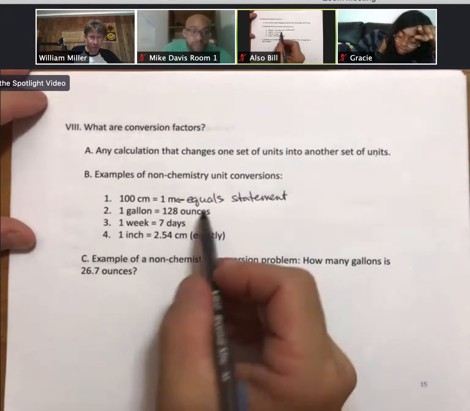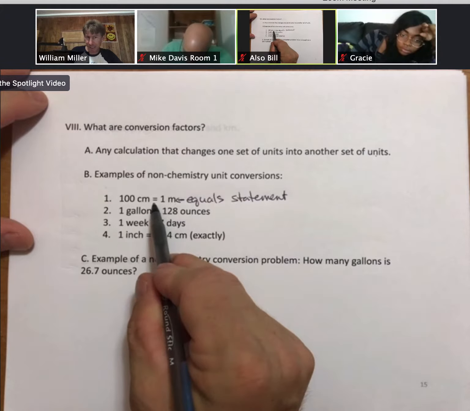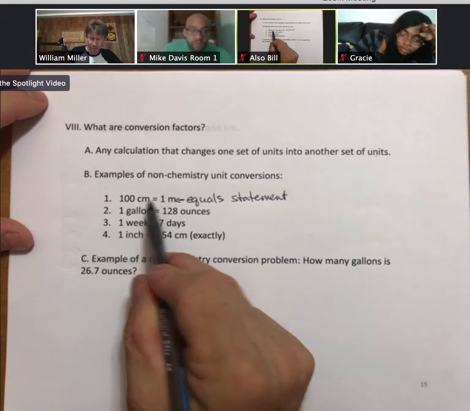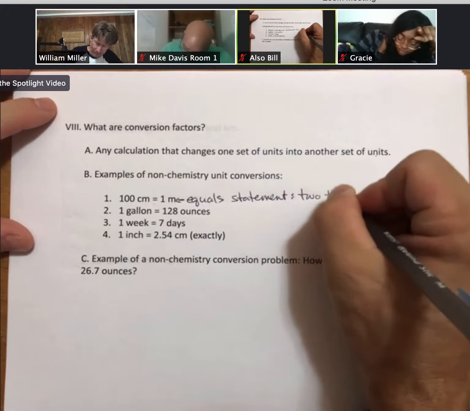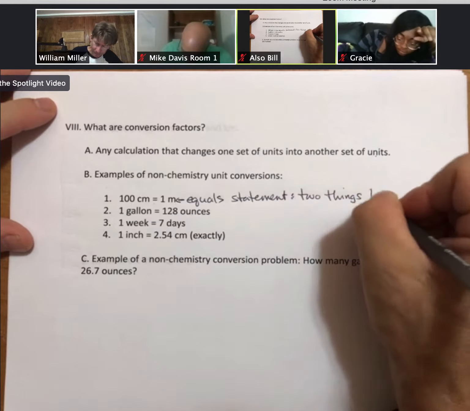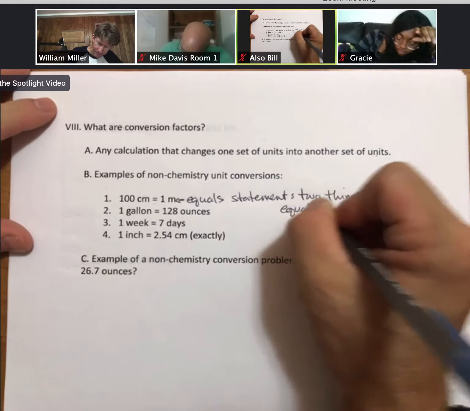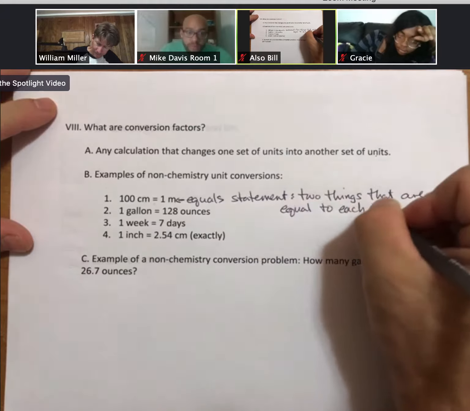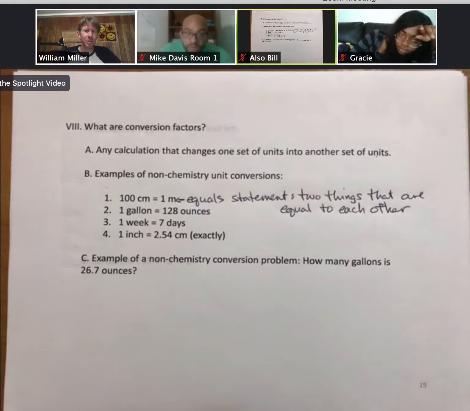And that's a little arrow pointing to this. So this is an equals statement. That just means there's an equals sign in it, and it tells you two things that are equal to each other.